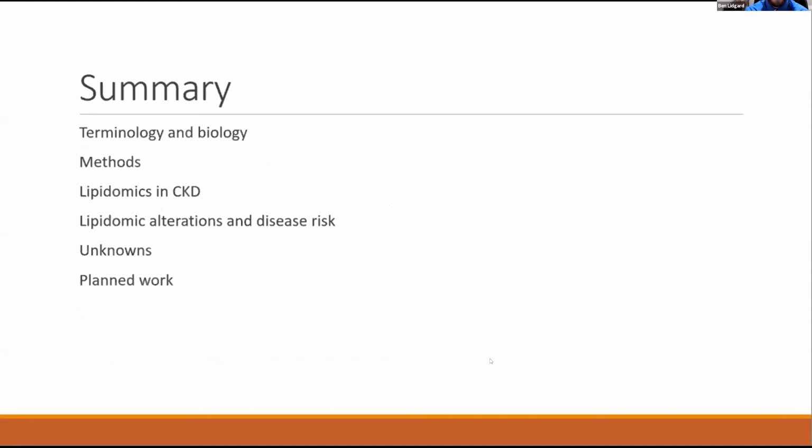So wrapping up, we've discussed our terminology. We've gone over organic chemistry and biology. We've discussed the roles of lipids in the body. We've talked about the methods that we use to determine lipid levels. We've talked about lipidomic studies, both in chronic kidney disease and the general population as markers of cardiovascular disease risk. And we've discussed some of the many, many unknowns in this field and some of the questions that I plan to address moving forward.